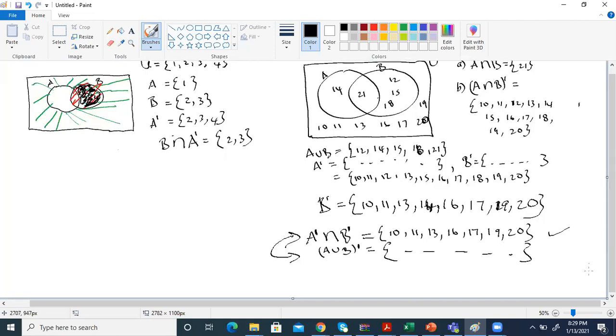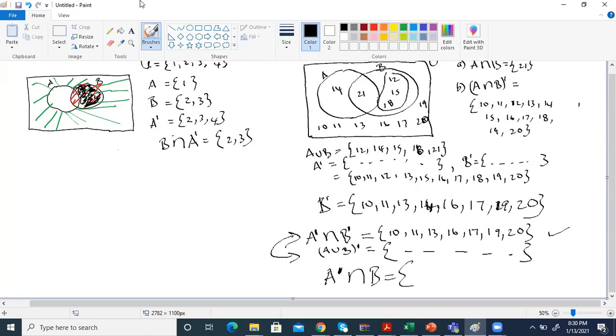The other question I want you guys to try is A complement intersect B. Is that an empty set? Well, let's see. A complement is everything outside of A. You have 12, 15, 18, and all these other guys outside of A. But you want to intersect that now with B. But B is 21, 12, 15, and 18. So where both of them would intersect is here.